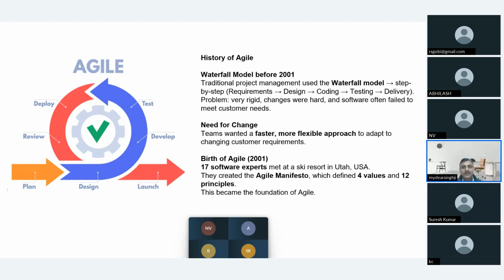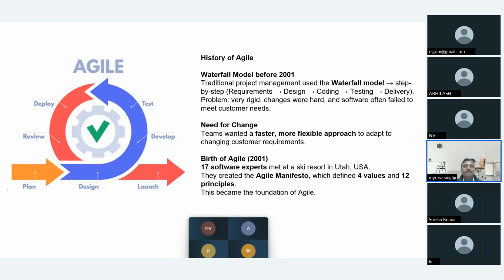Changes were hard. If testing is done and some changes come, all the phases have to be checked once again, where the design is, where the coding is. We touch all the phases once again, and it's hard to change. Then the software often fails to meet the customer's needs. Sometimes the customer is looking for something else and we deliver something else, and we face so many problems because customer collaboration was low.